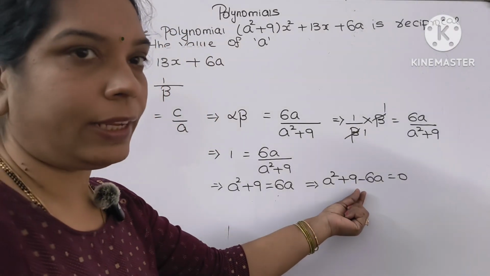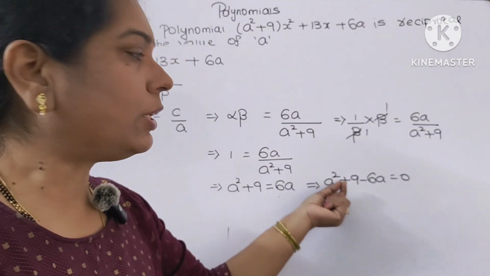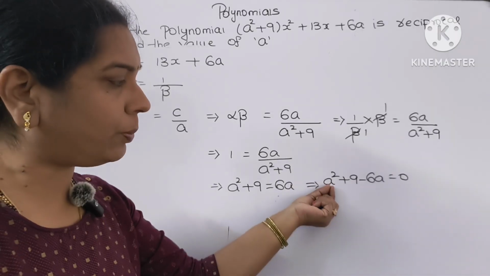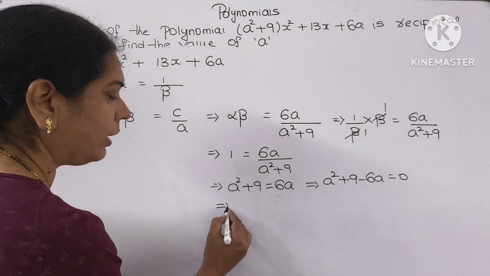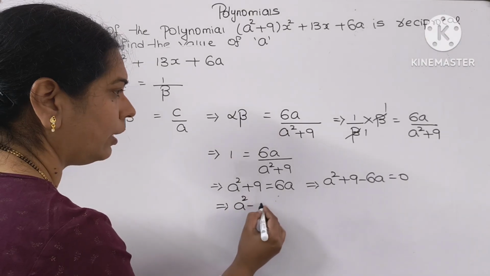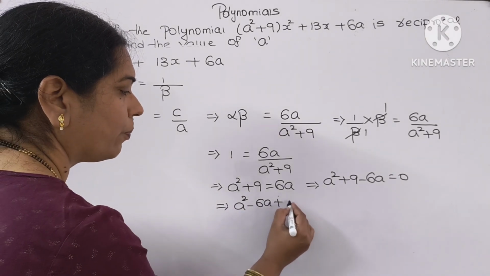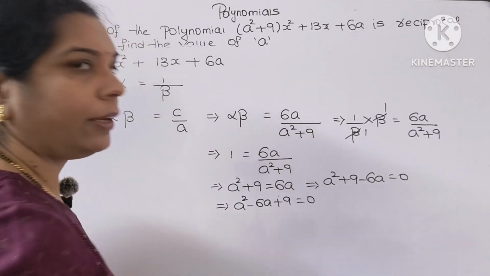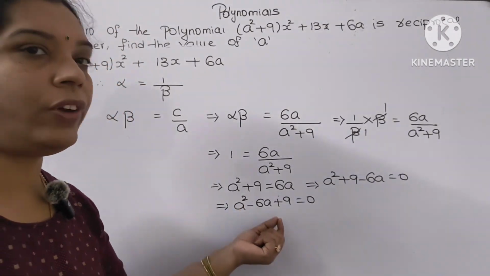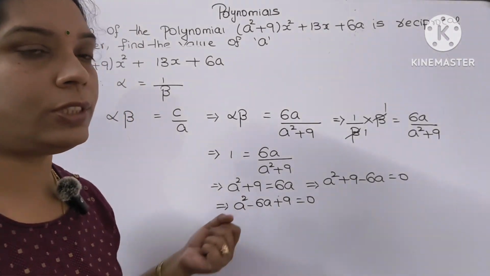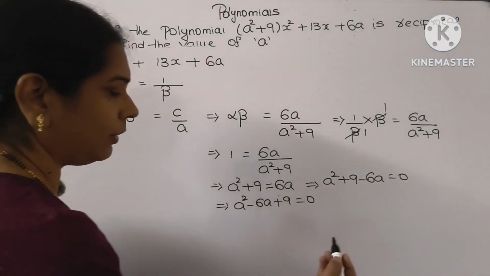Now, this is a quadratic equation. In a quadratic equation, the terms have to be in order. First should be the a square, then the a term, then the constant. So I will rearrange them in the proper order, equal to 0. Now this is a quadratic equation and we have to solve for a. How can we do that? Use the splitting of the middle term method.